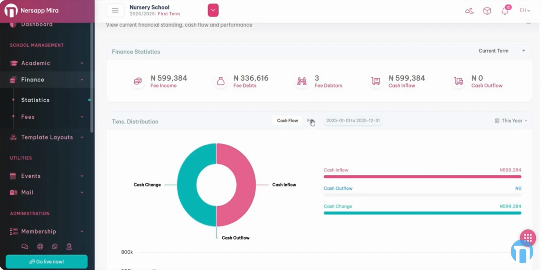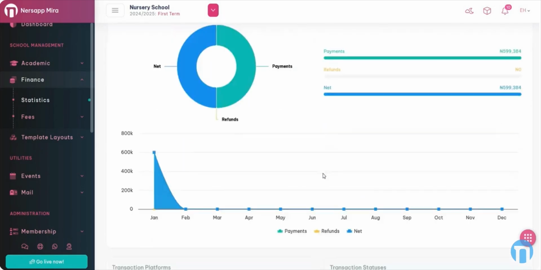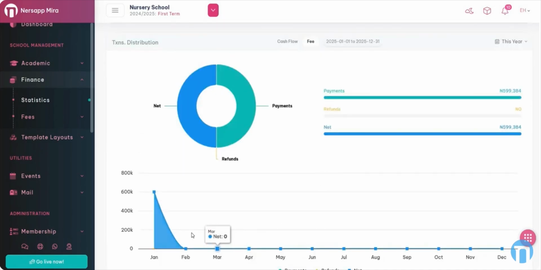We switch from cash flow to fee, and also look at it to see what came in terms of payments. If the school had some refunds, probably the school is owing the students or parents. What is the net, which is the difference between payment and the refund here. Below is the same distribution in terms of time. For instance, we are tracking this for this year. As you can see, the transactions so far for fee came on between January to February.